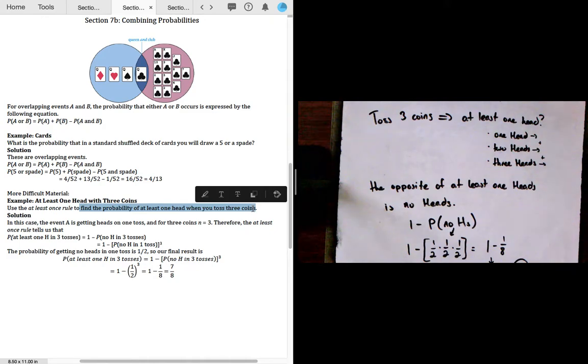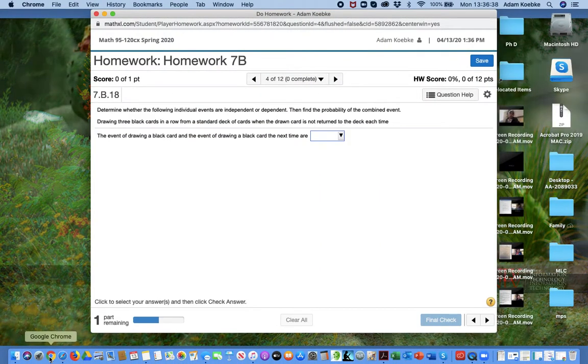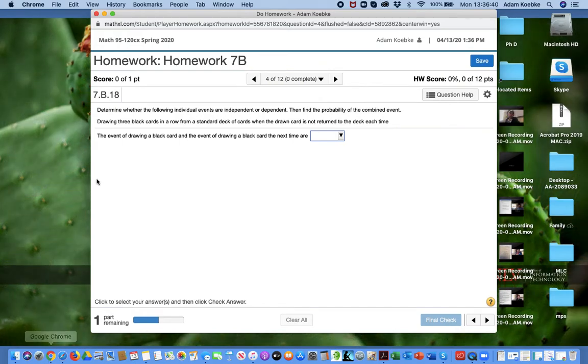So the last thing we're going to do in this section is look at an example from the homework, because the homework's always daunting in Chapter 7. So just grab a random one. This looks like number 4. It says, determine whether the following events are independent or dependent, then find the probability of the combined event. We're going to draw 3 black cards in a row from a standard deck of cards when the drawn card is not returned to the deck each time. Let's bring up the whiteboard.